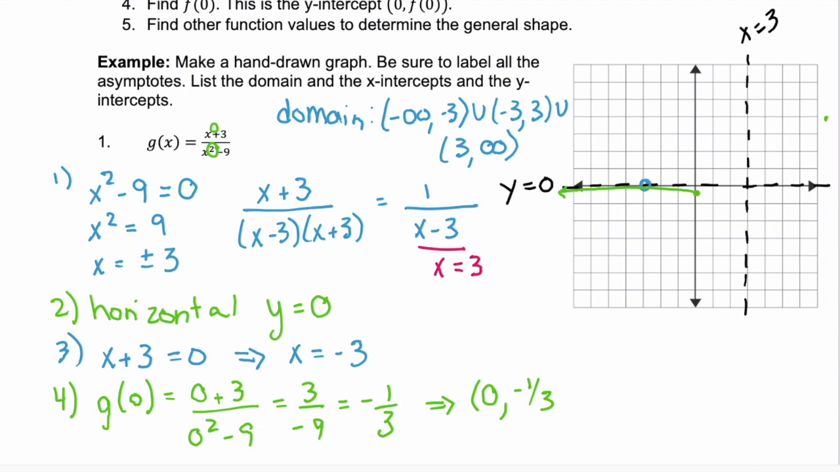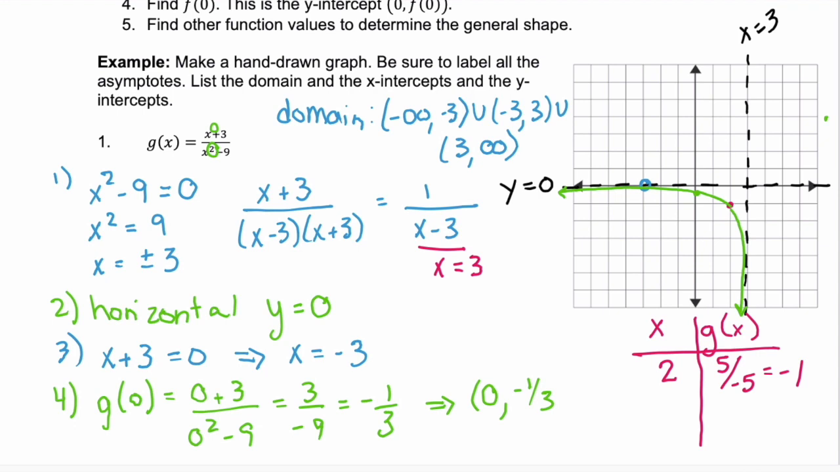So for that, we're going to make a little chart and pick some values and see what our function does. So we want to see what's happening on the right side of our line. So let's choose x equals 2. And when we substitute that into our function, we're going to get 5 over negative 5, which is negative 1. So when x is 2, we get a value of negative 1. So that means our graph will touch that point, and then it's going to approach that vertical asymptote.